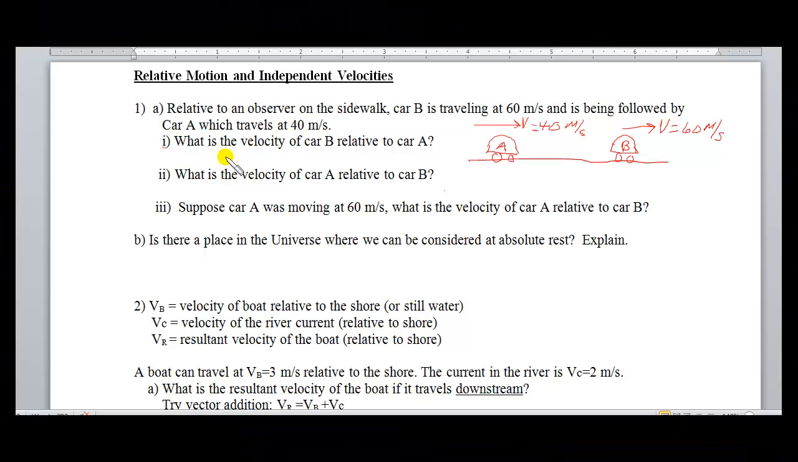Hello and welcome back to another edition of Physics Online, where today we're going to talk about relative motion and independent velocities. Let's start off our discussion with a problem.